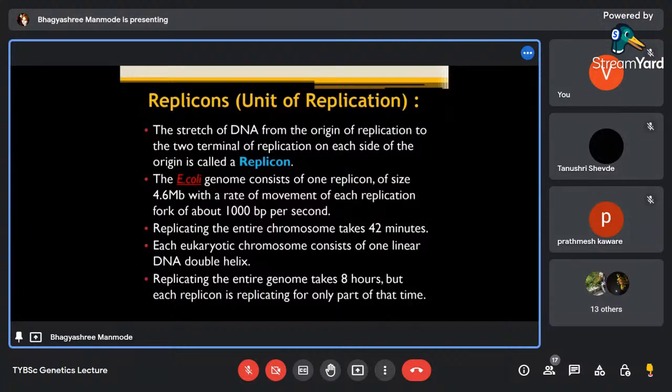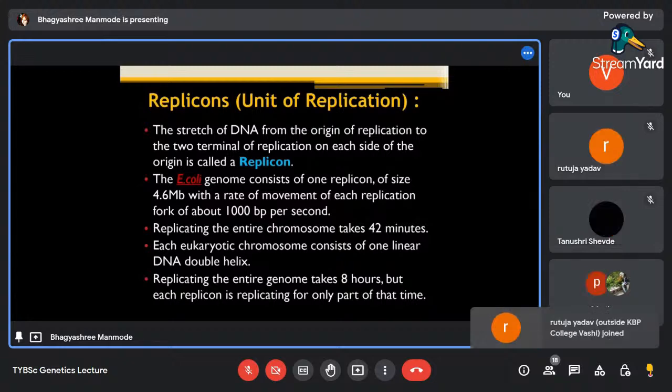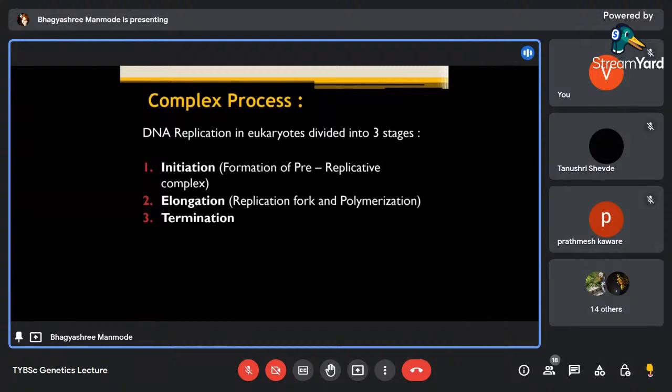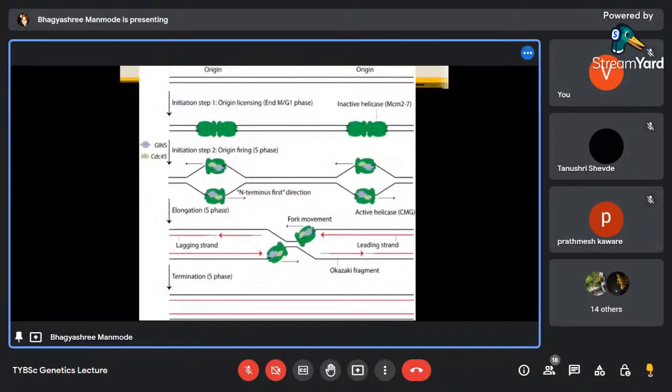Each eukaryote chromosome consists of one linear DNA double helix. Replicating the entire genome takes 8 hours, but each replicon is replicating for only one part of that time. And DNA replication in eukaryotes is divided into 3 stages. First is initiation, second elongation, and third termination.